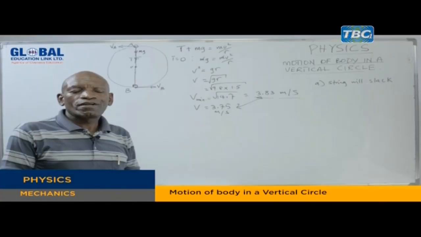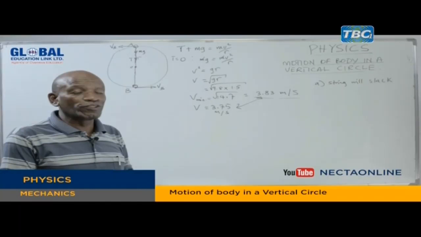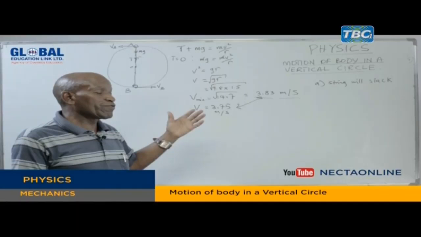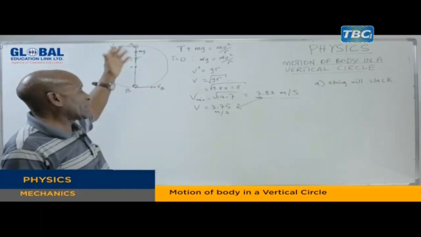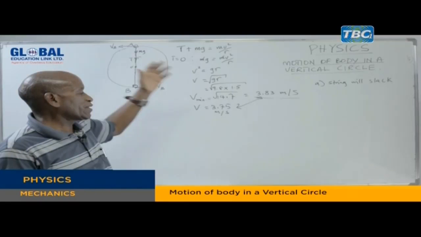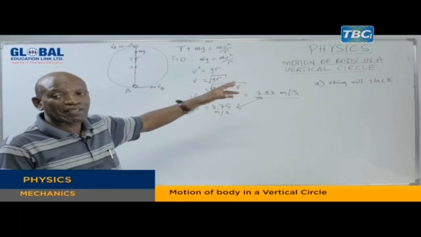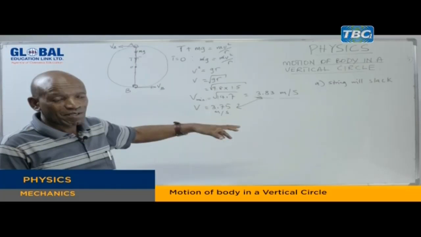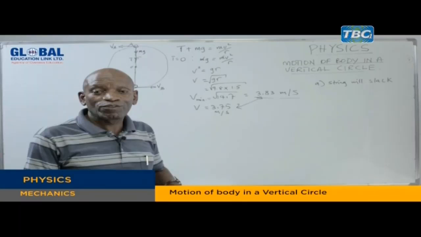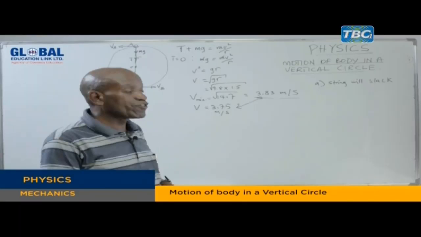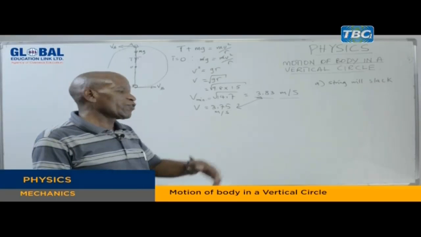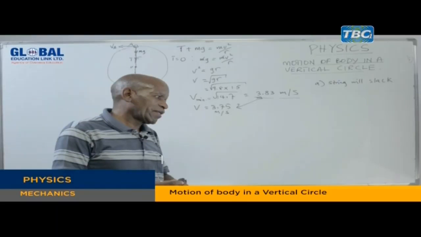And all of these are the reasons which mathematically justify that the minimum velocity at the top is supposed to be 3.83 meters per second, but the actual velocity given is less than that, so for sure the string will slack. So now we go to the second part.